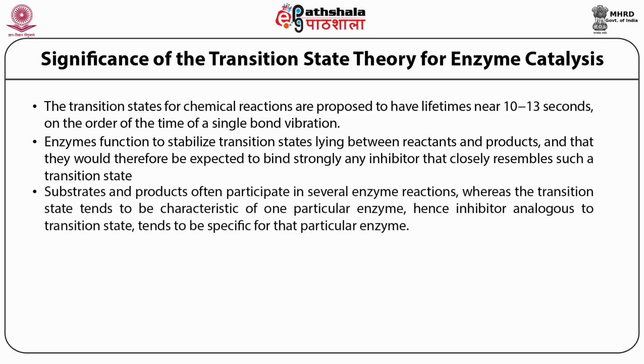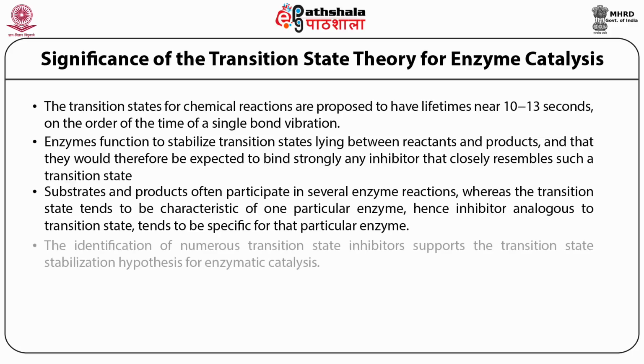The substrate and the product often participate in several enzyme reactions, whereas the transition state tends to be characteristic of a particular enzyme. Hence, if you are designing an inhibitor against the transition state, it is going to be more specific for an enzyme as compared to an inhibitor analogous to the substrate, because the transition state is unique for an enzyme. So, the identification of numerous transition state inhibitors supports the transition state stabilization hypothesis for enzymatic catalysis.